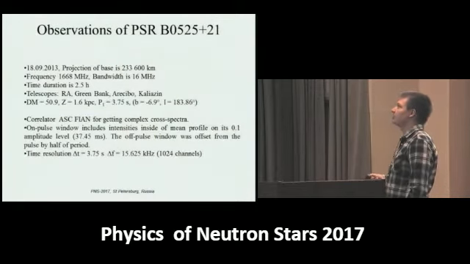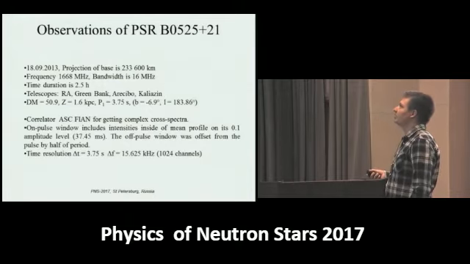Also we presented here results about pulsar 0525. We have an observation at 20,000 with a projection baseline of about 260 kilometers. We used the telescopes RadioAstron, Green Bank, Arecibo, and Kalyazin. But data from the Kalyazin telescope cannot be used due to strong interference in the spectra. We used the ASC correlator for processing this data.